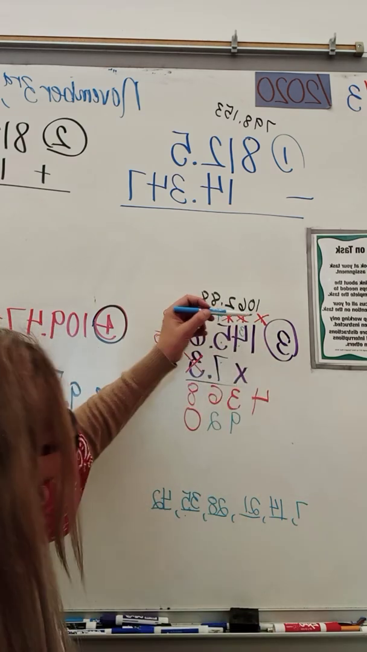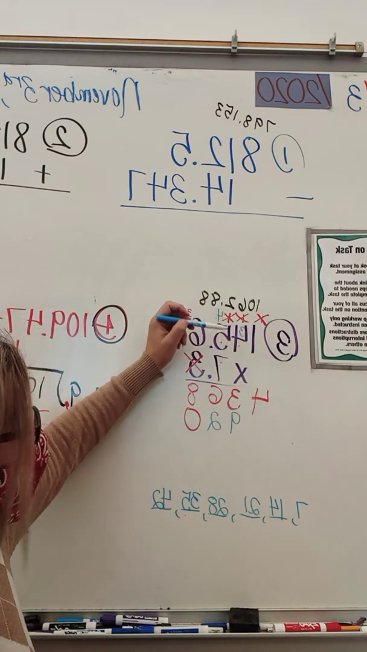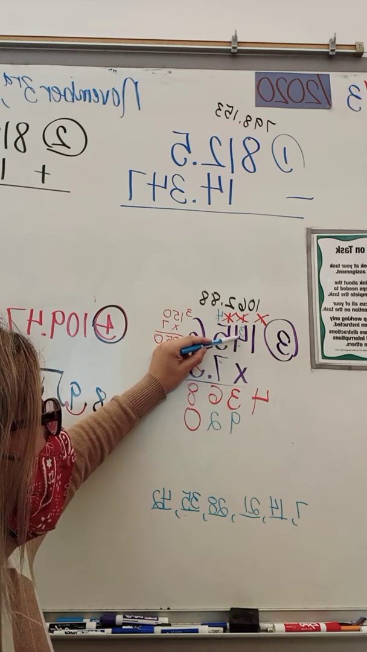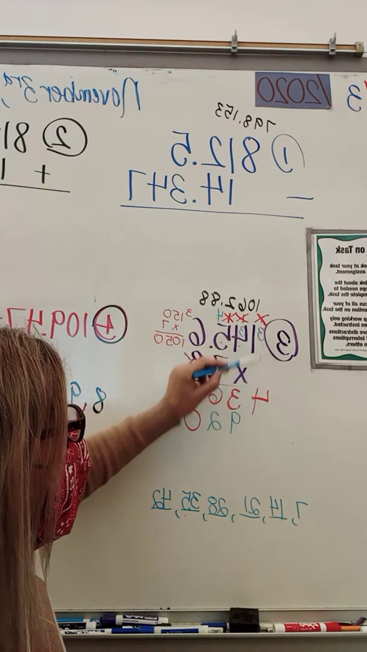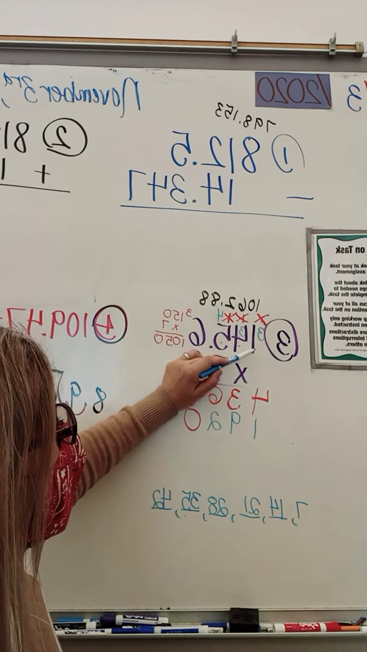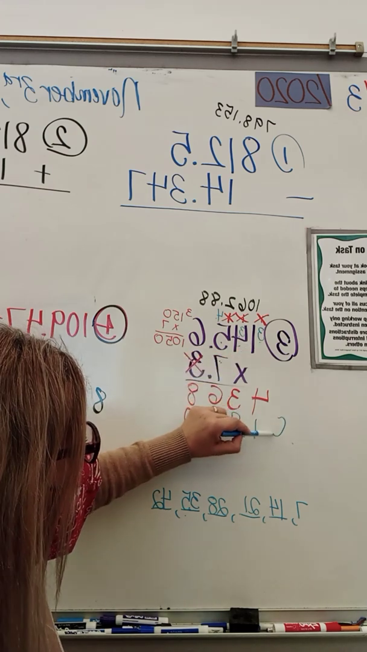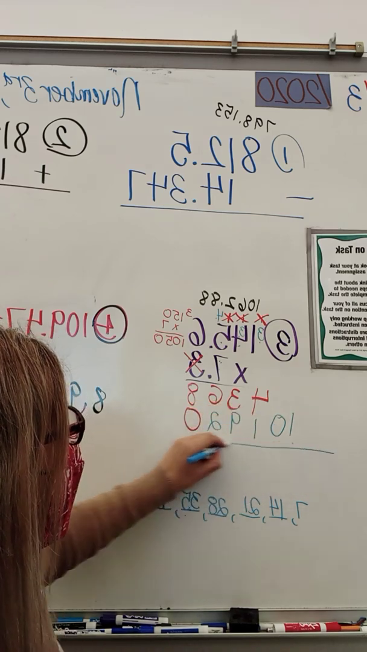Okay, ready? You're muted. 7 times 4, 28. Plus 3, 31. 7 times 1. Plus 3. Okay? Now we're going to add them up.